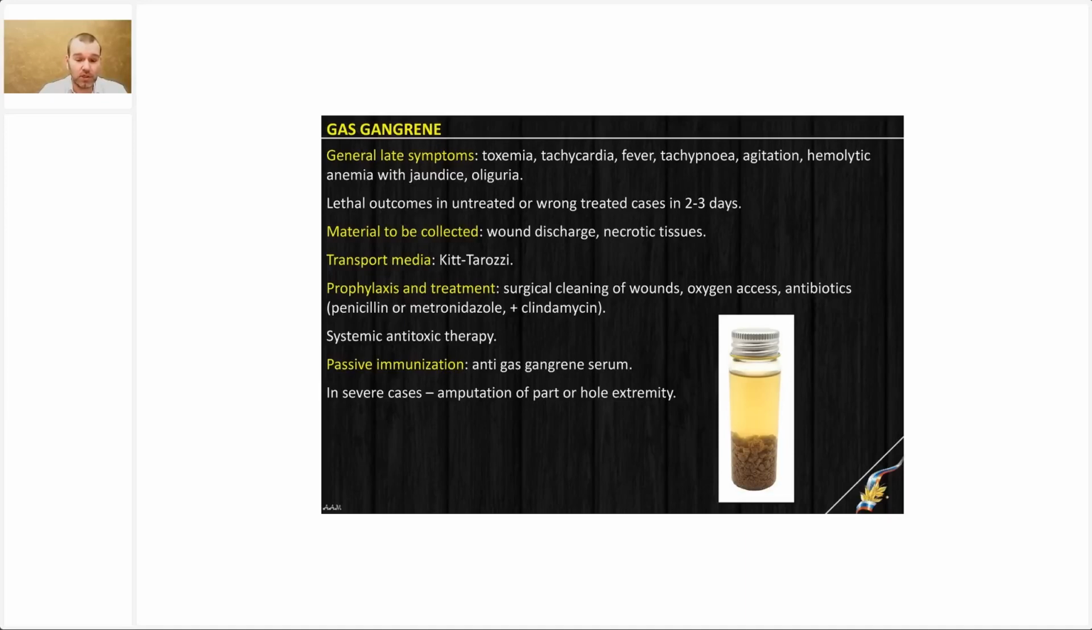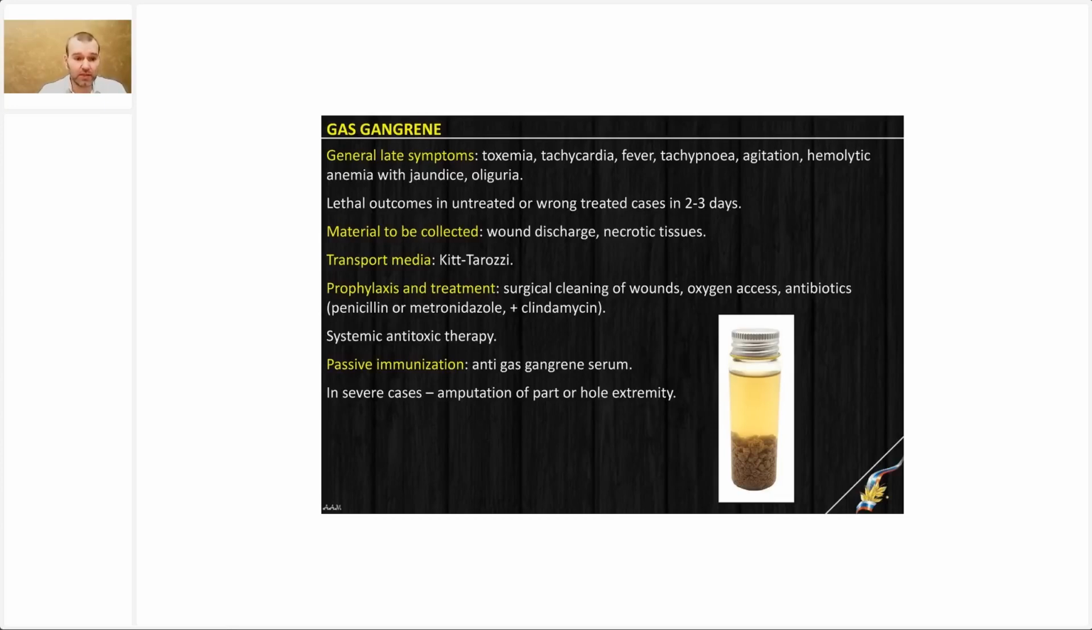And of course, massive release of hemolytic toxins into the blood circulation will lead to severe anemia with jaundice, and kidneys will be affected. Kidney capillaries will be obstructed, which will lead to acute renal failure. And without proper treatment, usually those people will die in 2 to 3 days because of the very fast and rapid rate of bacterial growth and production of multiple toxins.